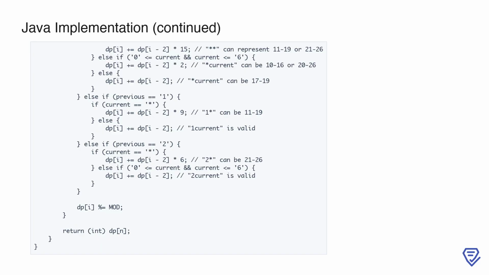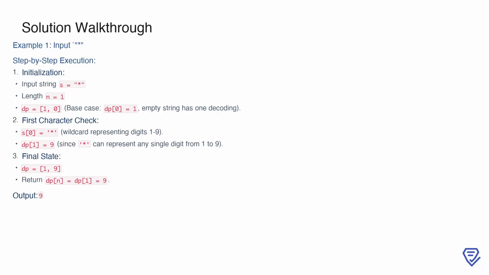Finally, after each update, we take dp[i] modulo mod to ensure the result stays within bounds. Once the loop completes, we return the value at dp[n], which represents the total number of ways to decode the entire string. This dynamic programming approach efficiently handles all cases, including wildcards, while ensuring the solution is optimized for large inputs. To solve this problem, let's start with the input string asterisk.